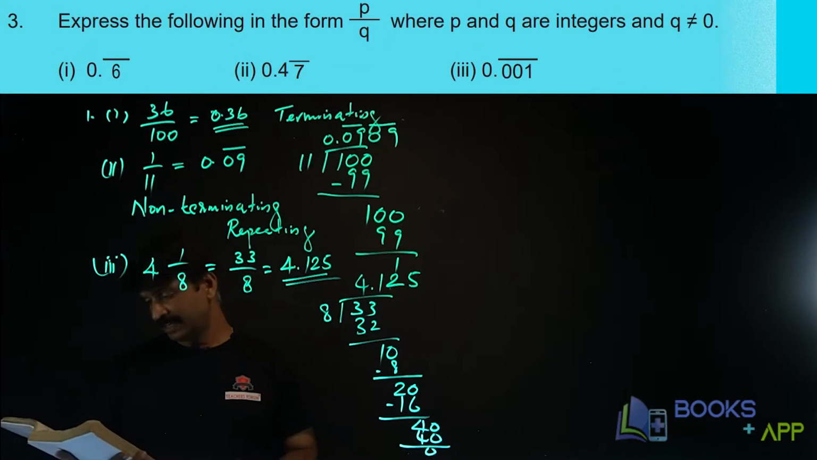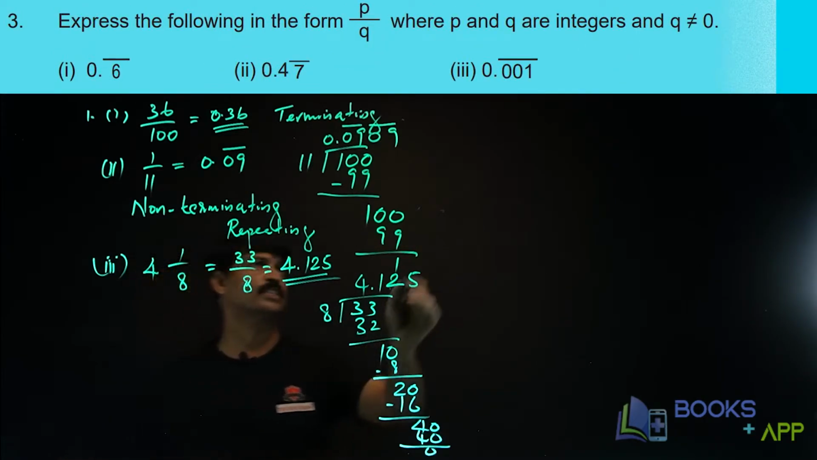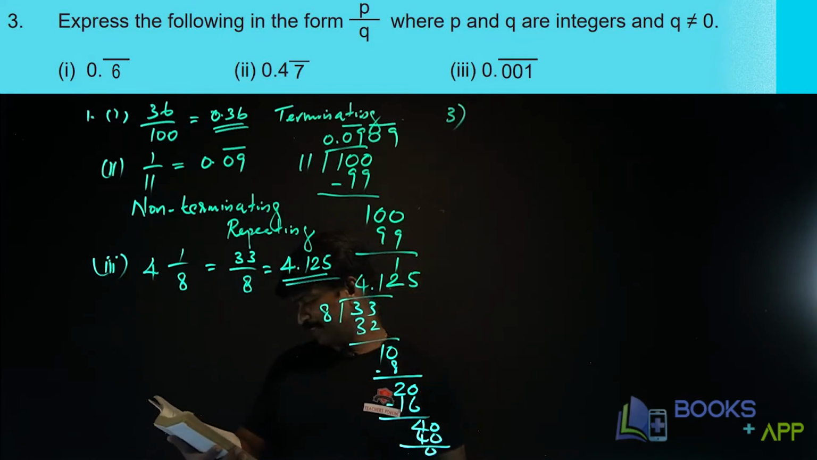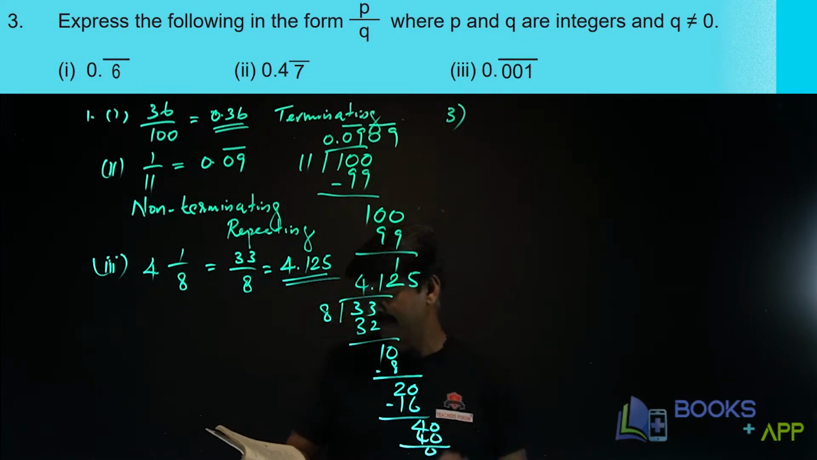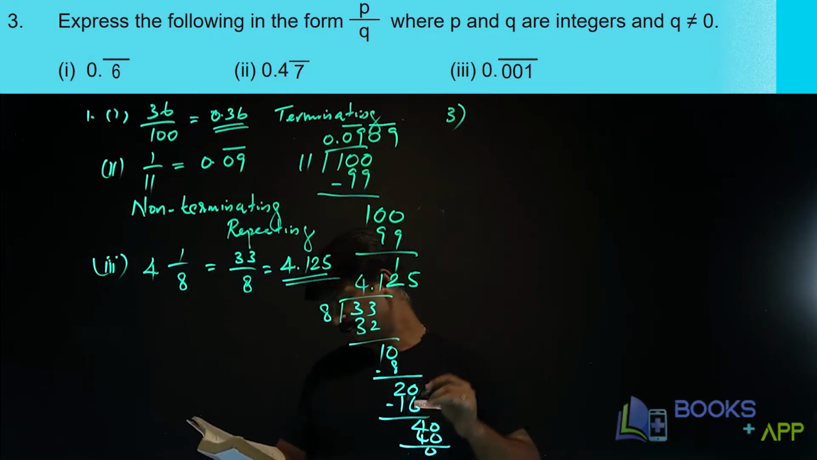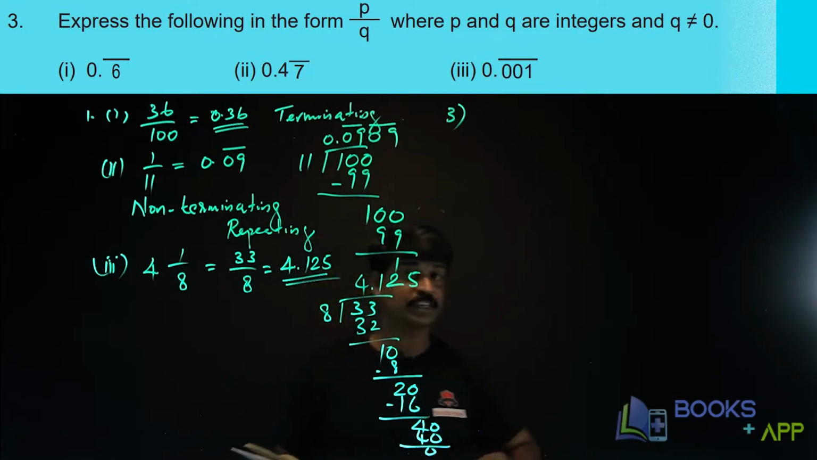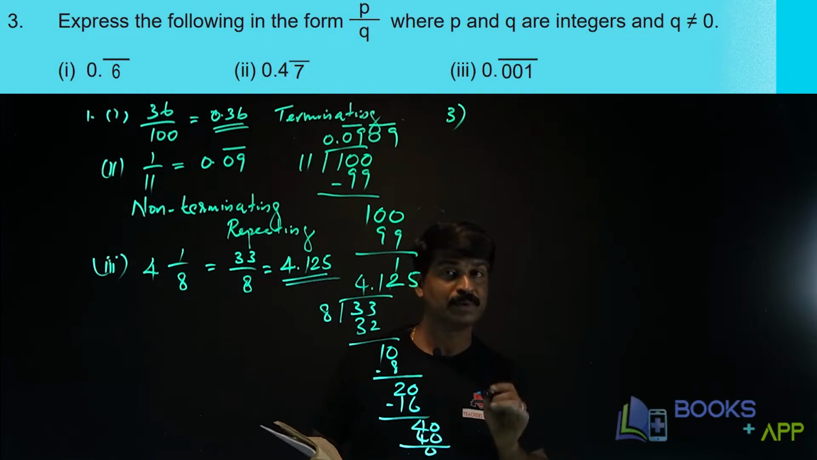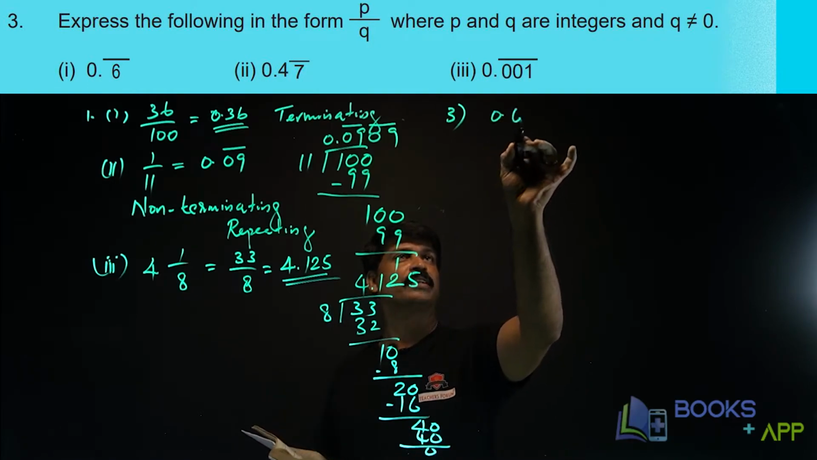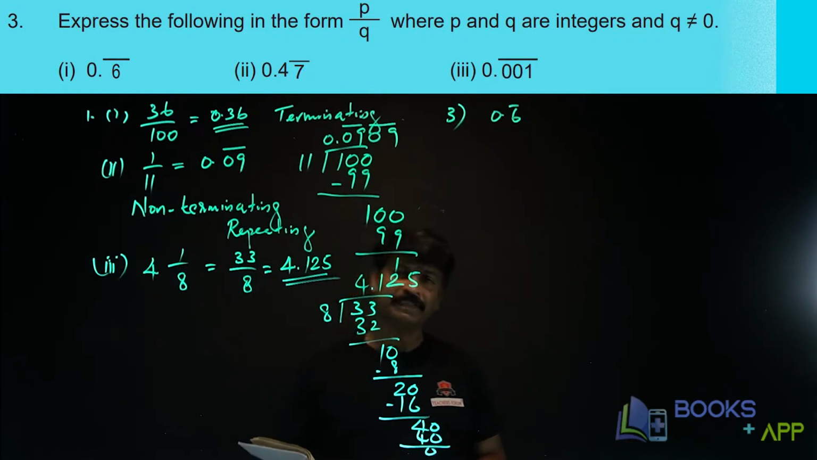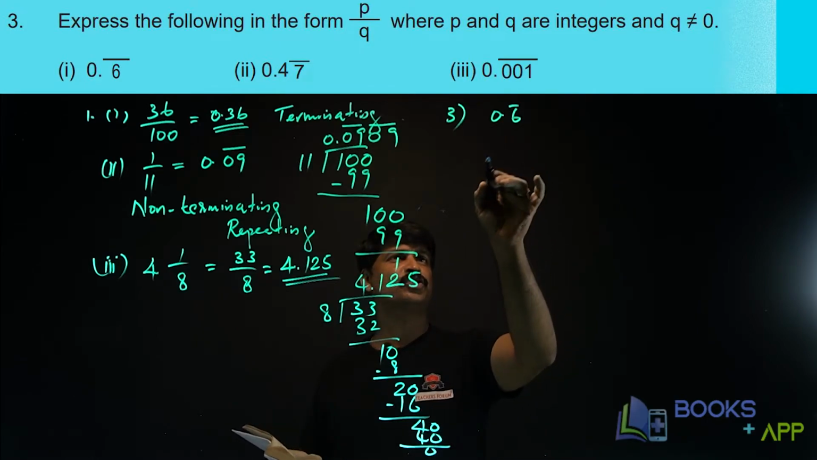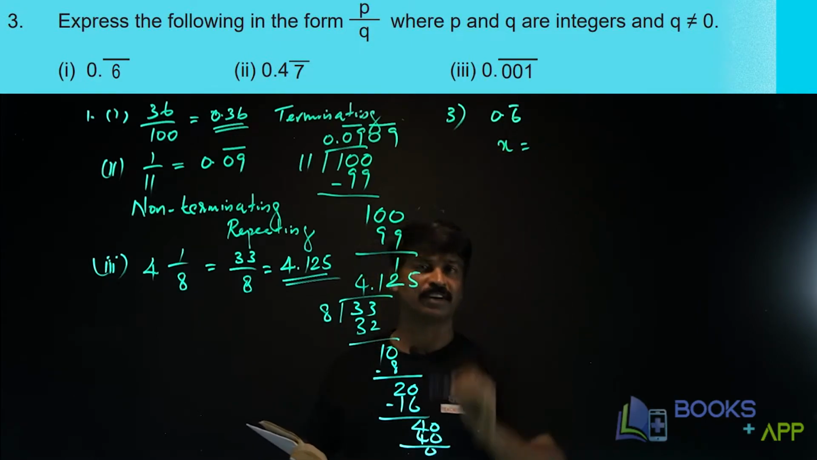Okay. Now next one, question number 3. Let us solve question number 3. The first one, express the following in the form P by Q. The first one is 0.6 bar. You have to express that in the form P by Q. The first step is to assume that x is equal to the given number.